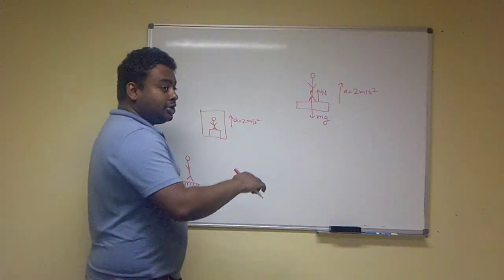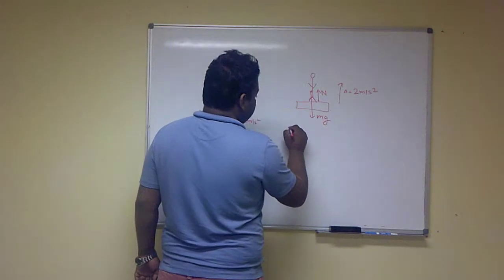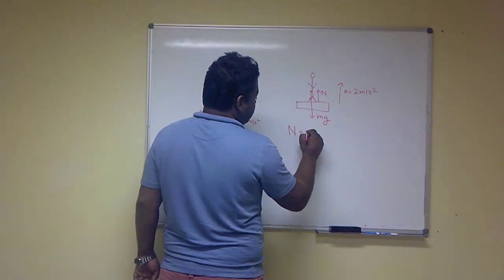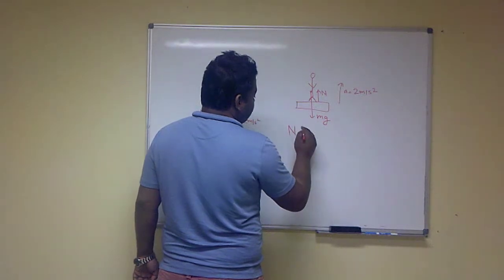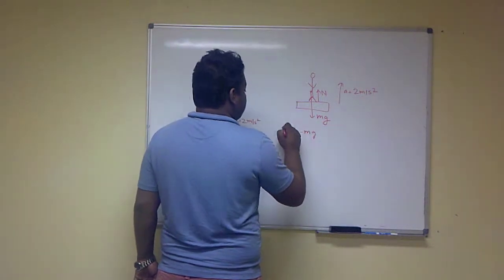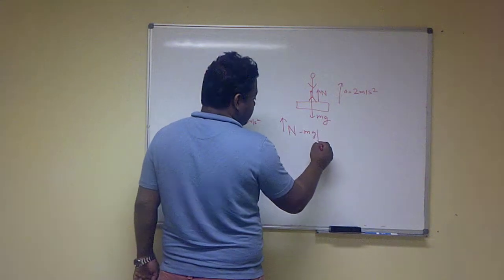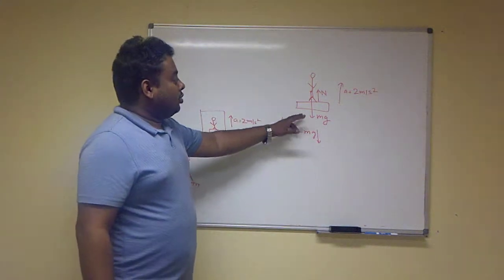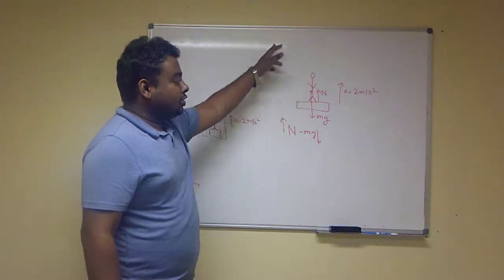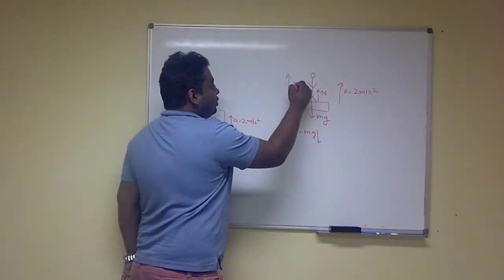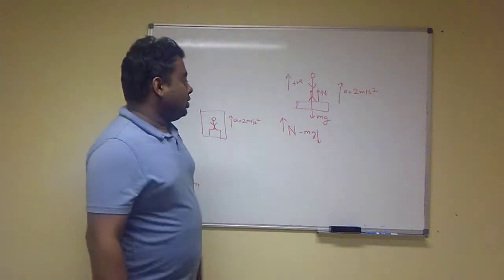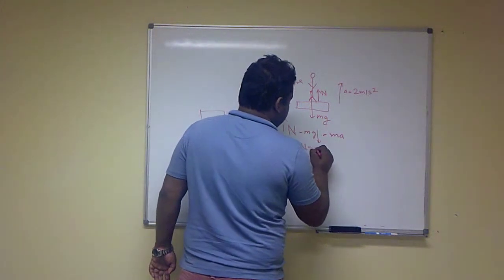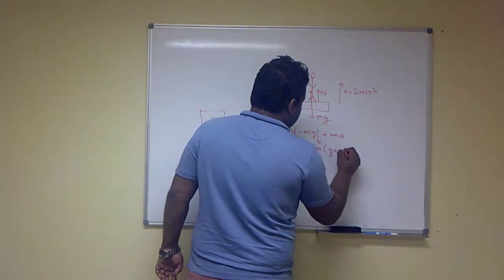Okay. So in this case, basically what you will do is you write this as n minus mg. Since n is in the upward direction and mg is in the downward direction, when you consider the upward direction to be positive, mg will become minus mg. So n minus mg equals m times a. So n will become m of g plus a.